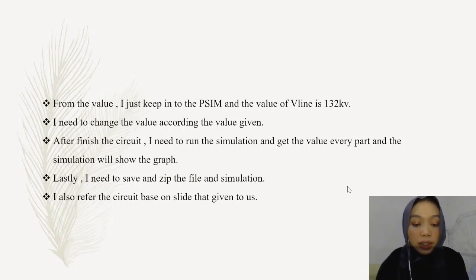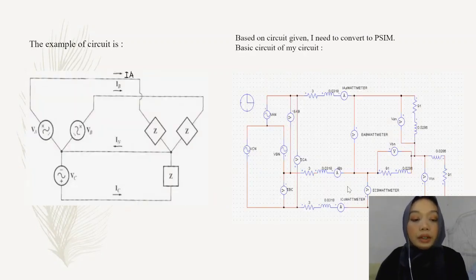After I finish the circuit, I need to run the simulation and get the values for every part, and the simulation will show the graph for the result. Lastly, I need to save the graph and zip the file and simulation. I also refer to the circuit based on the slide that was given to us. Here I attached the example of the circuit that was given to us, and here is my circuit for the project.